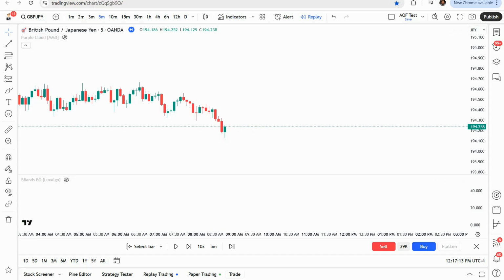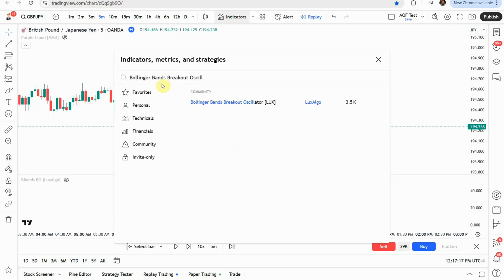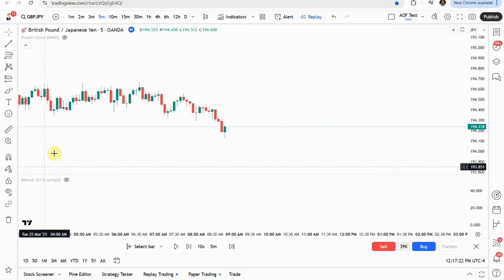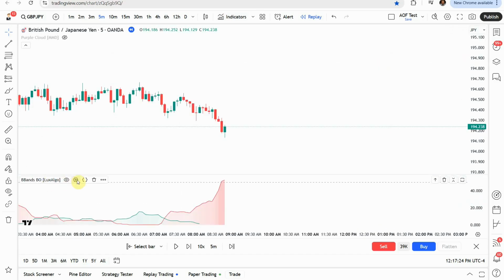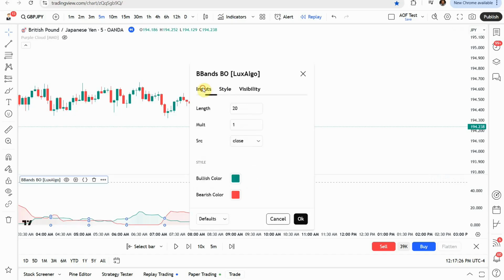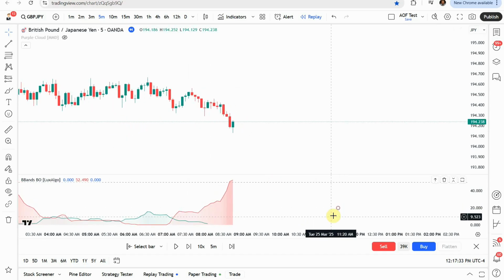The first indicator we will add to the screen is going to be the Bollinger Bands Breakout Oscillator. This one right here. Go ahead and click on that and add it to the screen. And we're going to jump into the settings. What we'll want to do is just change the length right here to 20, and go ahead and click OK.